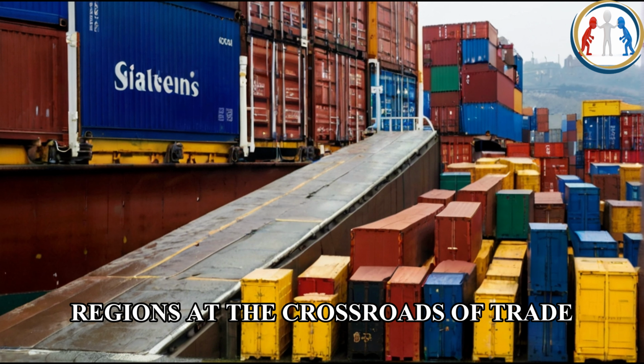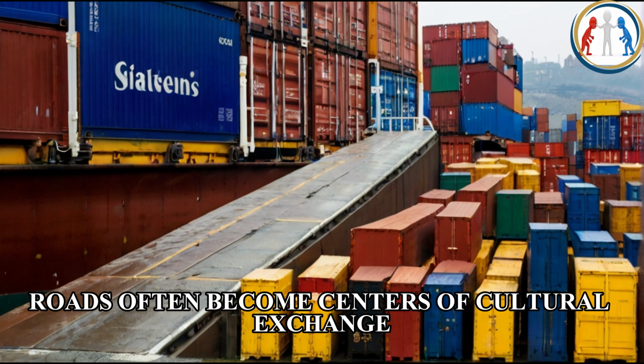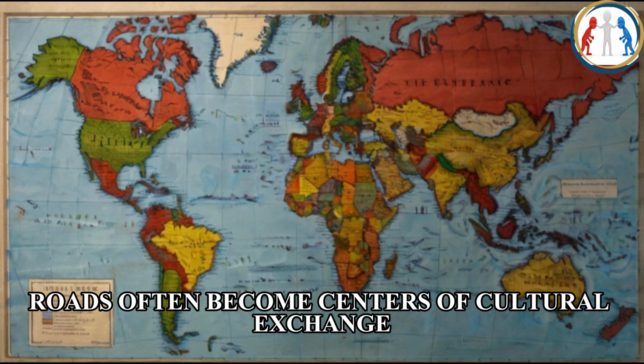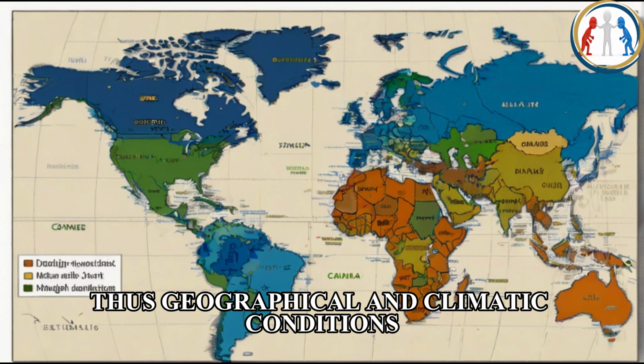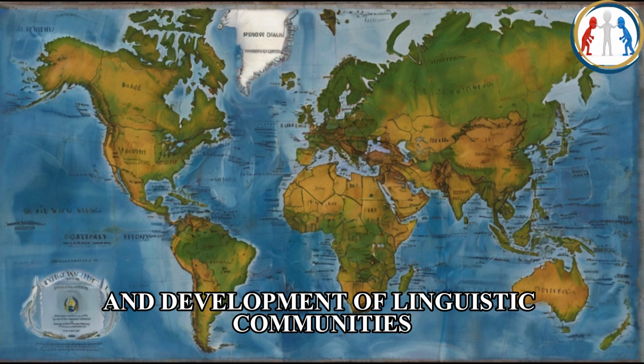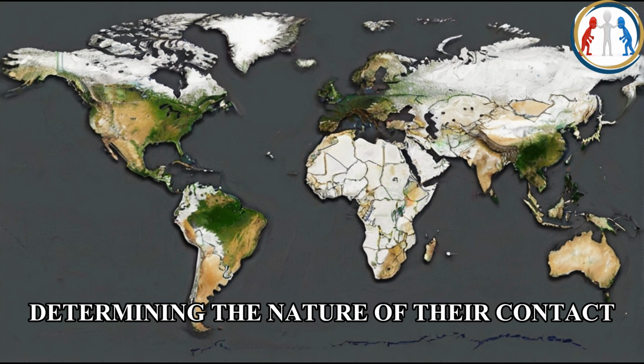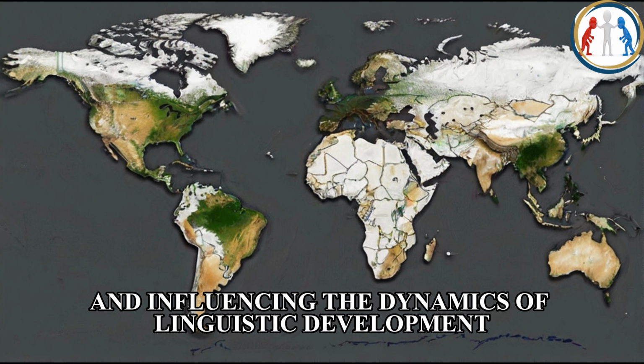Regions at the crossroads of trade routes often become centers of cultural exchange and multilingualism, which shapes the diversity of linguistic communities. Thus, geographical and climatic conditions play an important role in the formation and development of linguistic communities, determining the nature of their contact and influencing the dynamics of linguistic development.